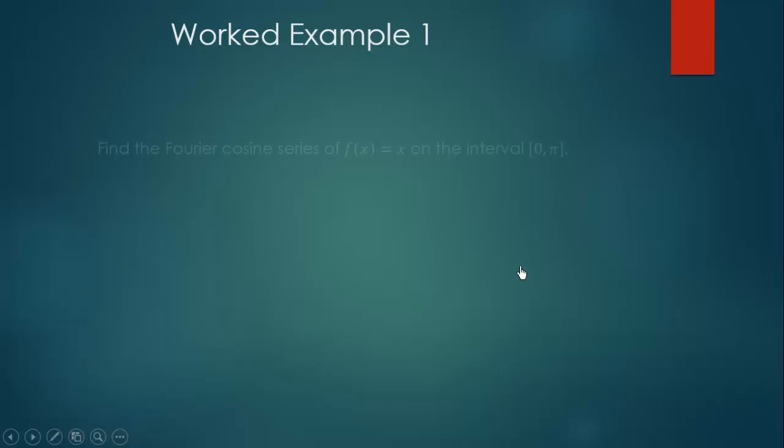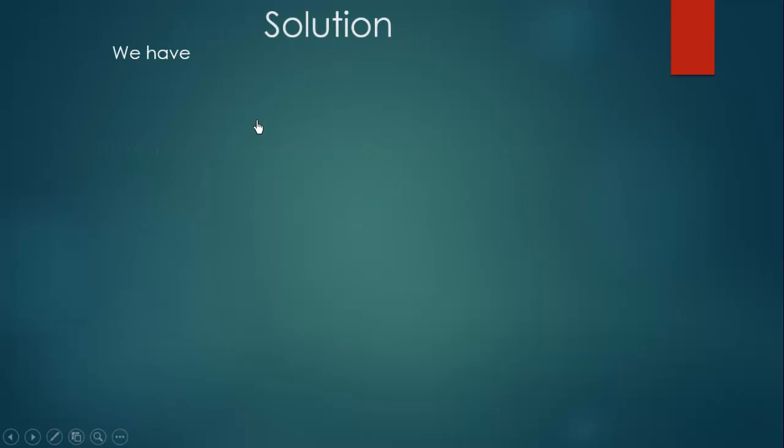Now let us take one example. Our example is we are finding the Fourier cosine series of f of s equal x on the interval 0 to pi. So we need to find the constant a0. So a0 is given by 2 over pi integral 0 to pi of x dx, because our f of x is now equal to x and our L is now equal to pi. So evaluating this will give us pi.